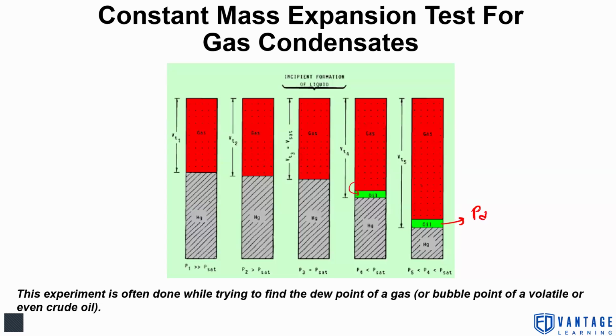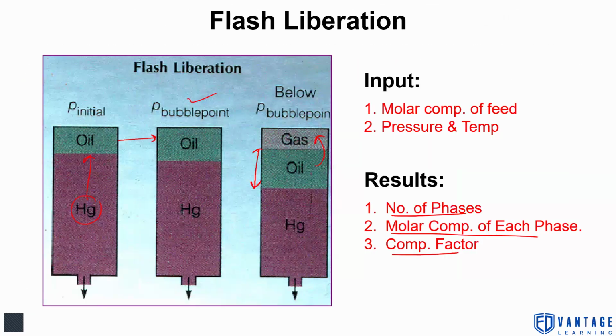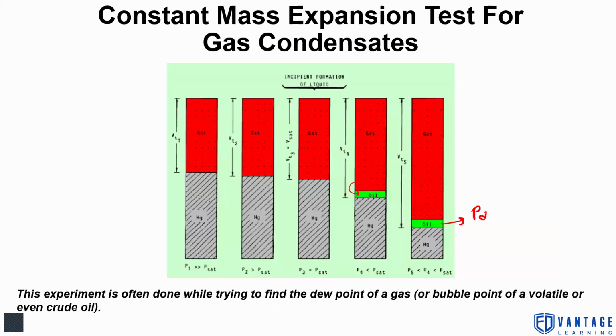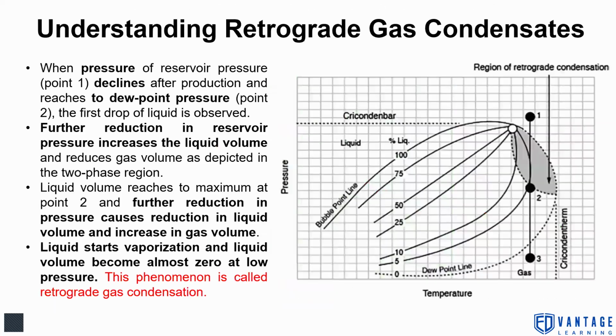The way we get bubble point in black oil through flash and differential liberation tests, we get dew point of gas from CME and CVD. Okay. So let's understand retrograde gas condensates, which I was talking about before.